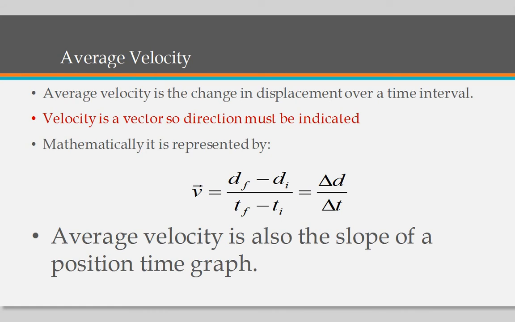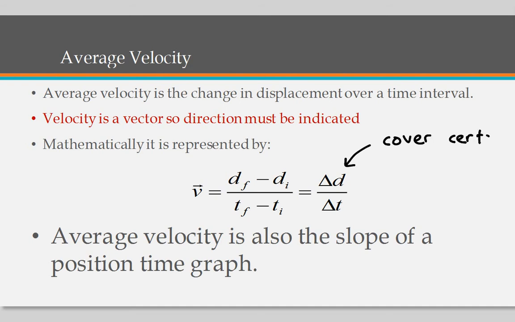So you have average velocity, and this is going to be called v bar. So it's just a v with a bar on top, and it is the change in displacement over a time interval. And just think about that for a second for velocity. You have to cover a certain amount of distance in a certain amount of time. So jot that in.